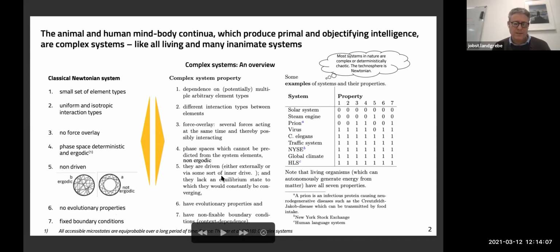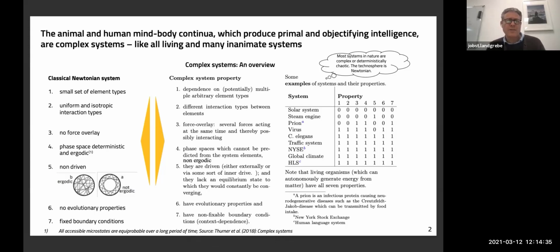Now, if I look at a complex system, such a system depends on multiple arbitrary element types. And by the way, I forgot when I was introduced, I'm also a mathematician, so there are some mathematical aspects to this which I may explain a little later. What I'm trying to say here is that the complex system depends on multiple arbitrary element types.